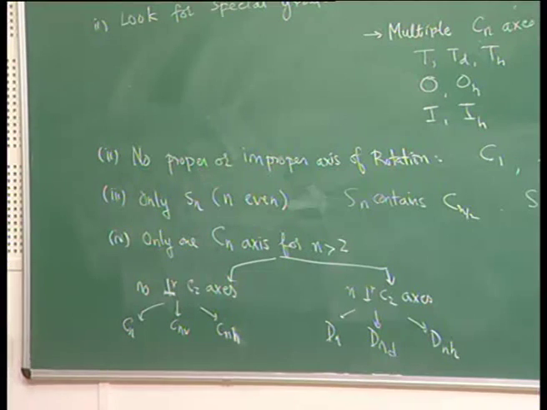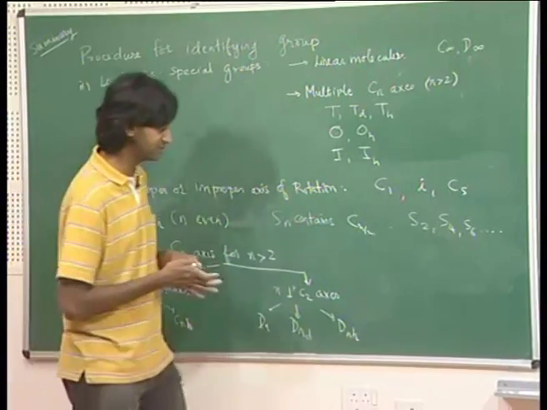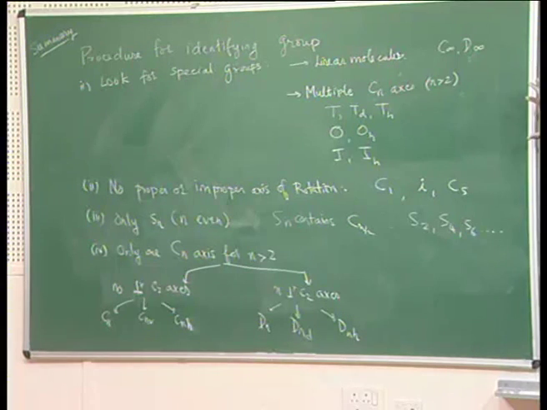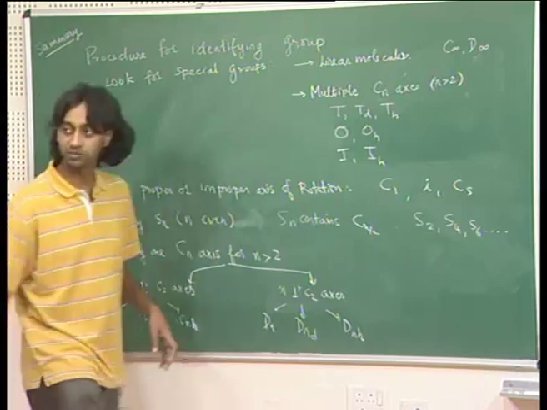So this little chart will help you look at the various symmetry operations of a molecule, and identify and assign it the appropriate group. This whole procedure is a summary of what we have been discussing so far. Once you have all the operations, then you can tell which group the molecule lies in. So let us do an example of this.